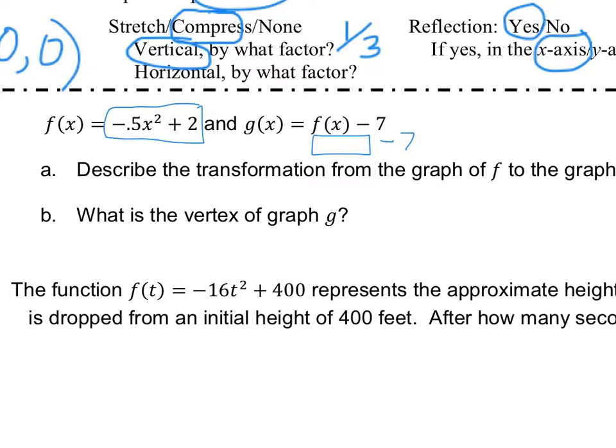So really, what are we doing to function f? The only thing we're doing to function f is we're translating it down 7 units. So that's what's happening to it. So go ahead and pause your video and write that in and see if you can figure out the vertex of g, and then start it back up for the explanation to check your answer.